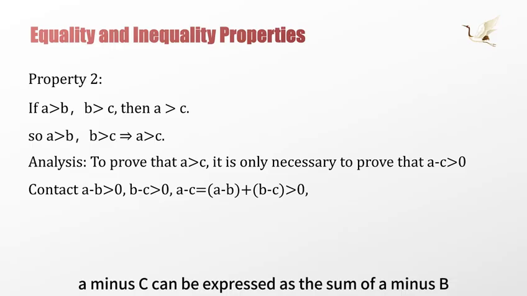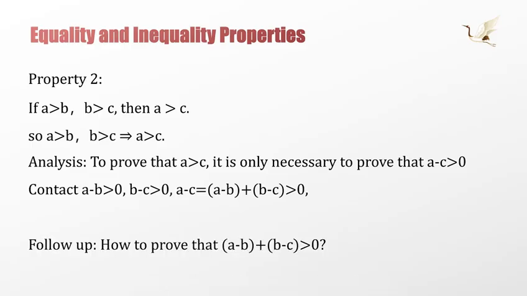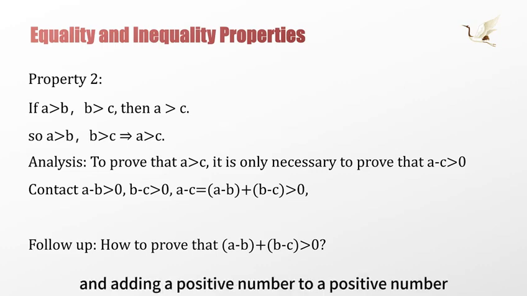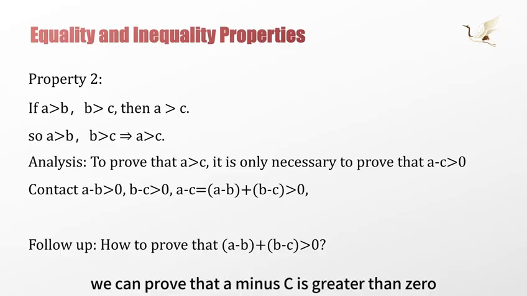A minus C can be expressed as the sum of A minus B and B minus C. We only need to prove that A minus B plus B minus C is greater than 0. Why is this greater than 0? In fact, both A minus B and B minus C are positive numbers, and adding a positive number to a positive number is still a positive number. In this way, we can prove that A minus C is greater than 0.